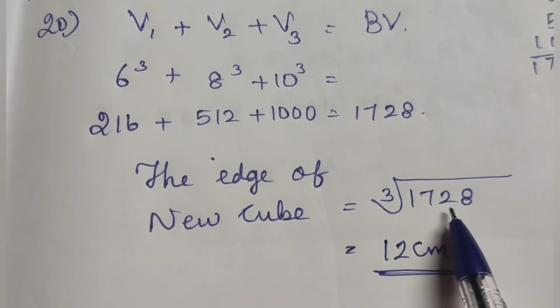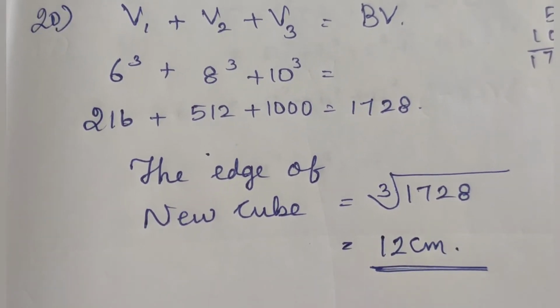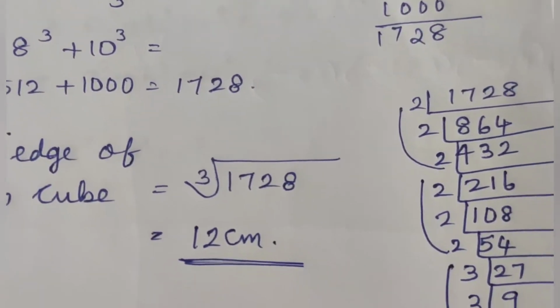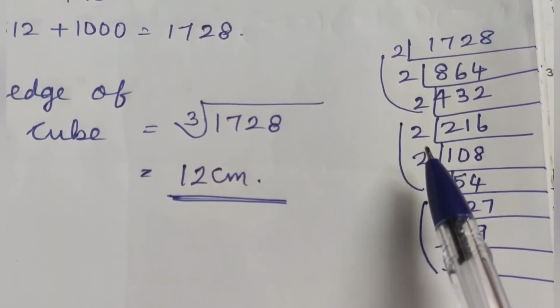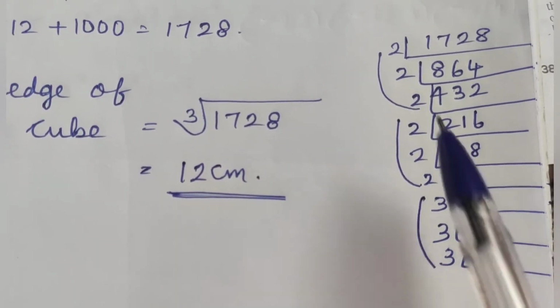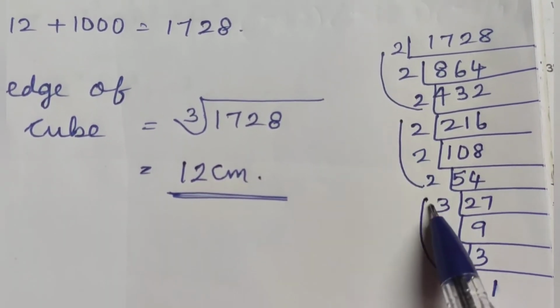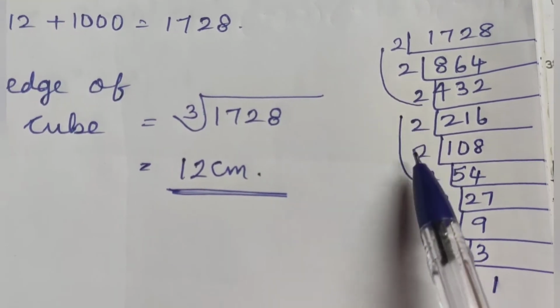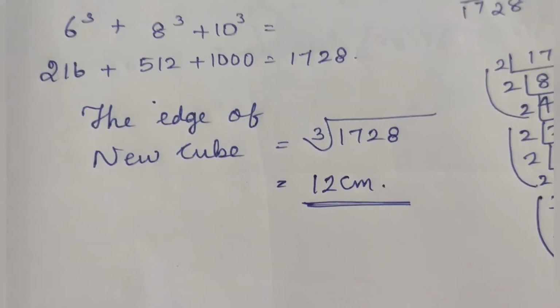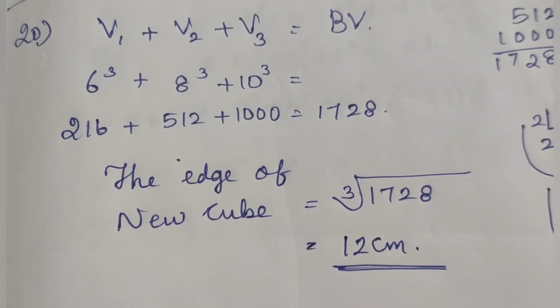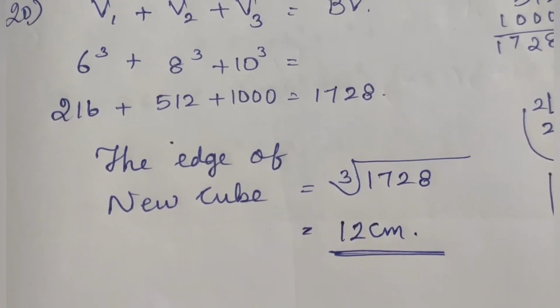The edge of the new cube is cube root of volume. So cube root of 1728, we get 12 centimeters. I did it through prime factorization. I prime factorized 1728 and from each group of 3 numbers we take a number. So the cube root is 2 into 2 into 3, 12 centimeters. The edge of the bigger cube is 12 centimeters.